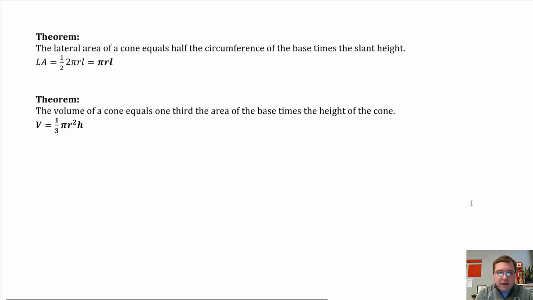So that's what these theorems say. The lateral area of a cone equals half the circumference of the base times the slant height. So half of 2 pi r times L, which just reduces to pi r L. That's what you should write down. And the volume of a cone equals 1/3 the area of the base times the height of the cone. So 1/3 pi r squared h. We've got these two formulas that apply to cones. Don't confuse them with the formulas that applied to cylinders. We're going to have a lot of formulas in this chapter.